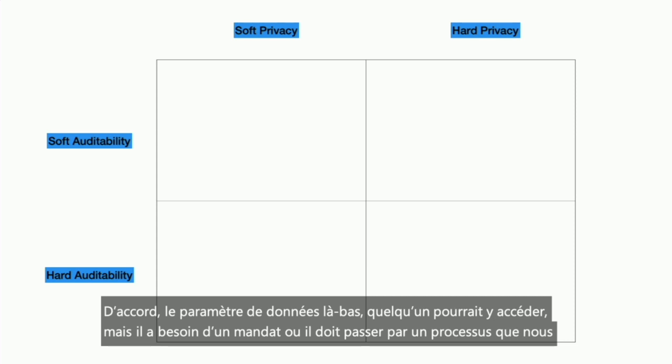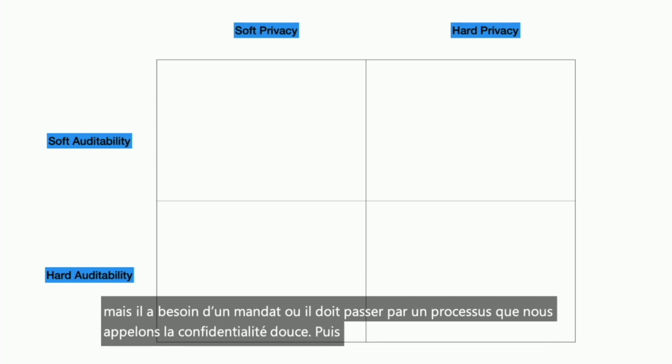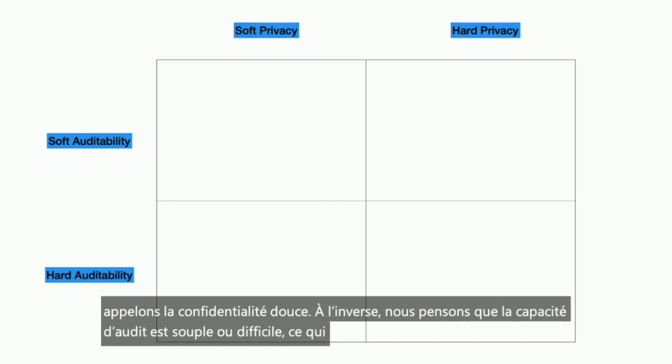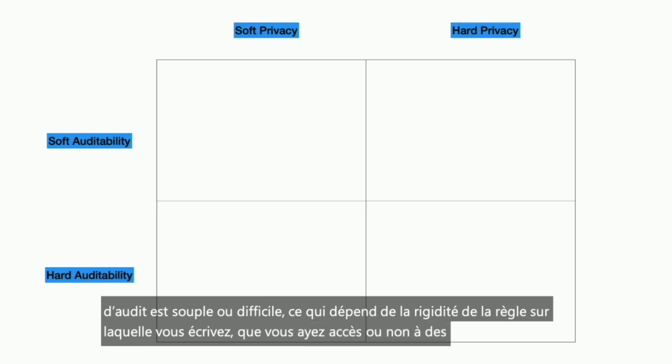Then on the converse side, we think of the auditability being soft or hard, which depends on how rigid is the rule that you're writing about whether you have access to it. So soft auditability would be kind of like human discretion.